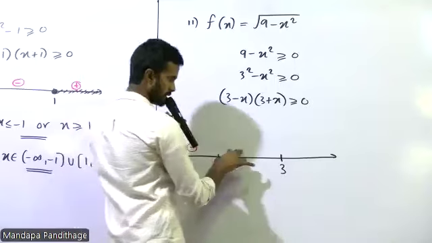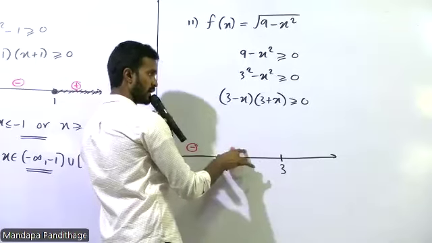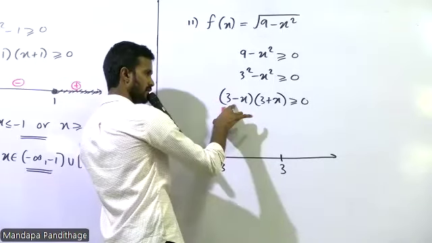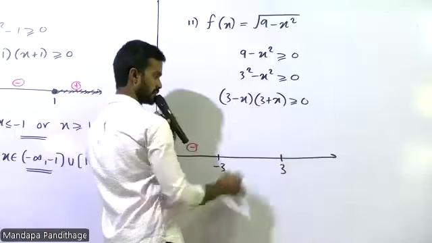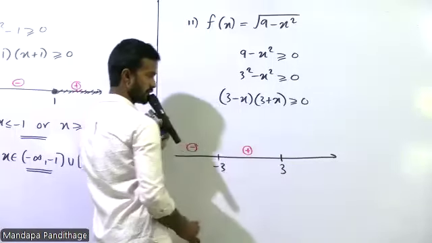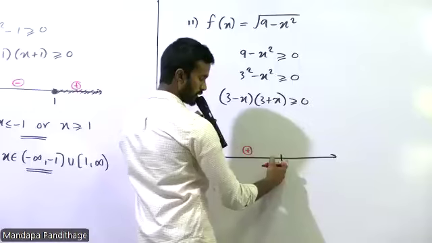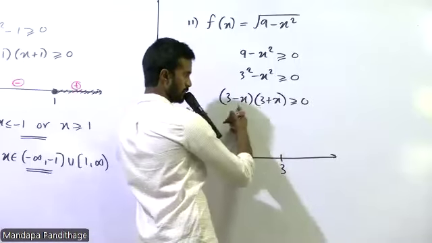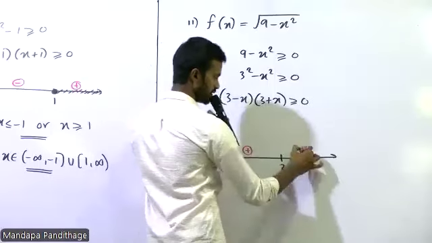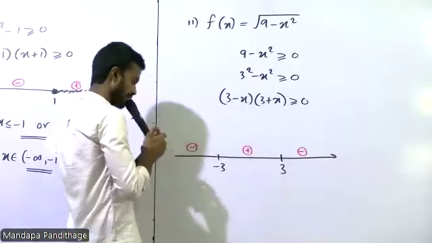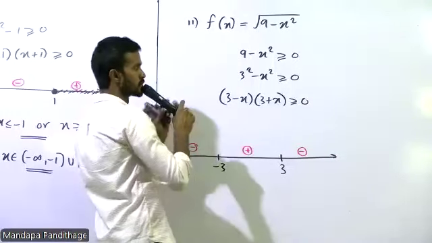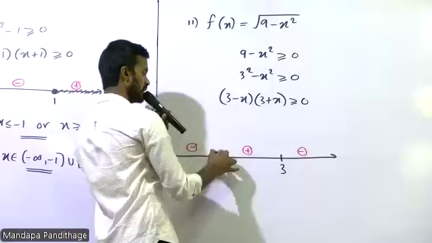Think of a number in this range. If you take 1, this is even positive. Even this is positive, which gives you the product is positive. And then think of a number greater than 3. This will be negative, but this is positive. The product becomes negative. And then look at the inequality. You are supposed to find where it is positive.